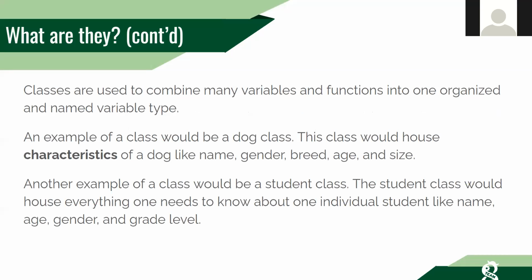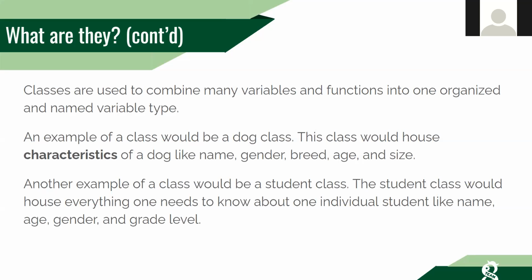So classes can be used to combine many variables and functions into one organized named variable type. So a dog class would house multiple variables inside of it: its name, gender, breed, age, and size.